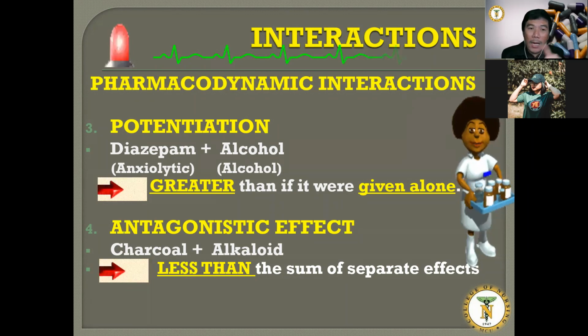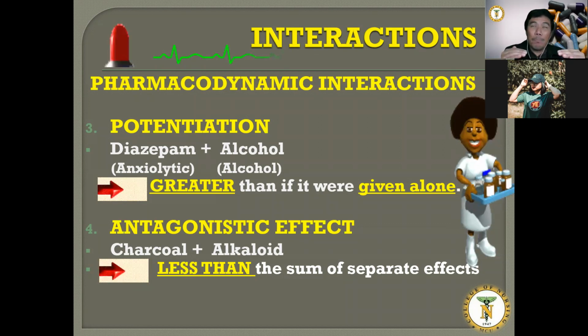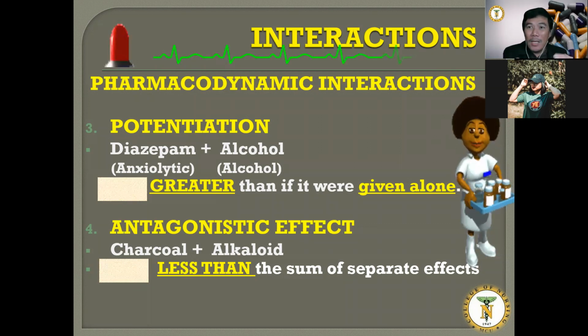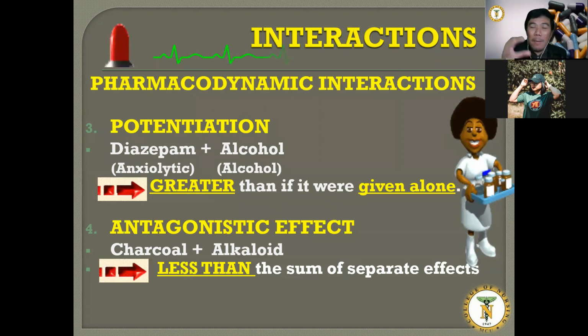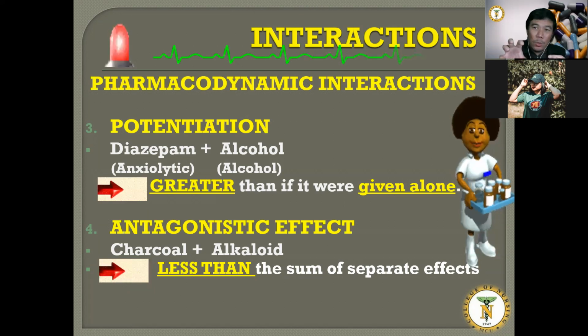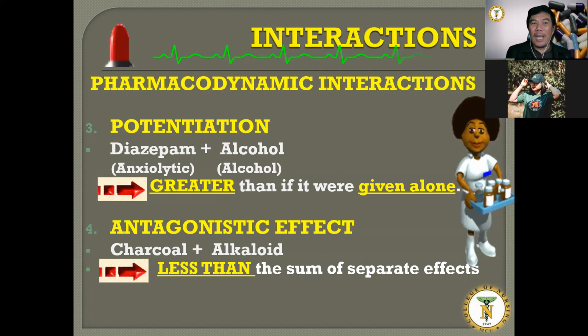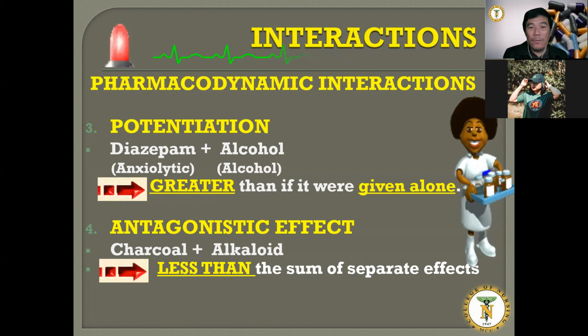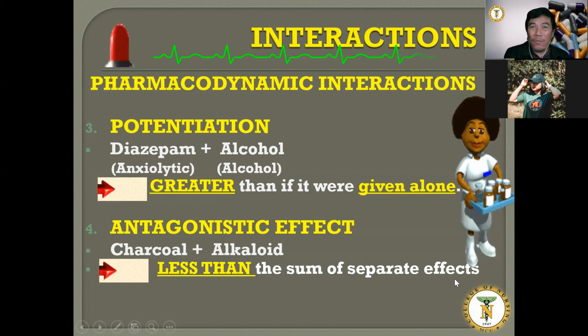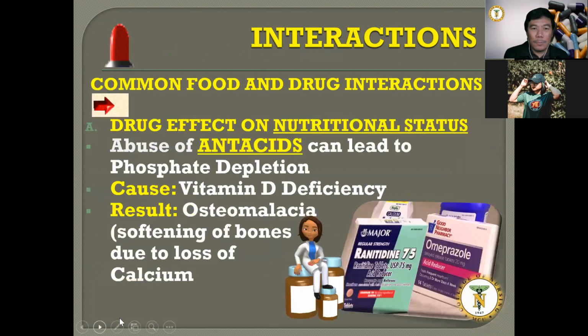Sir, alkaloid is opposite with charcoal. Yung alkaloid naman, pine-prevent naman niya yung harmful effect ng charcoal. Kaya pag pinagsama sila, it balances: yung charcoal inaabsorb yung toxic effect, binabalanse naman yung harmful effect ng charcoal. Kaya these are what we call antagonistic effect. So these are the pharmacodynamic interactions. We have discussed additive effects, synergism, potentiation, and antagonistic effect.